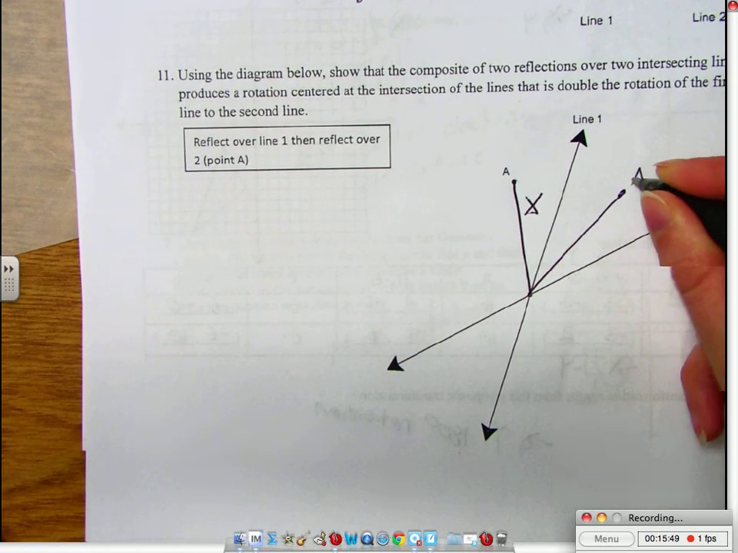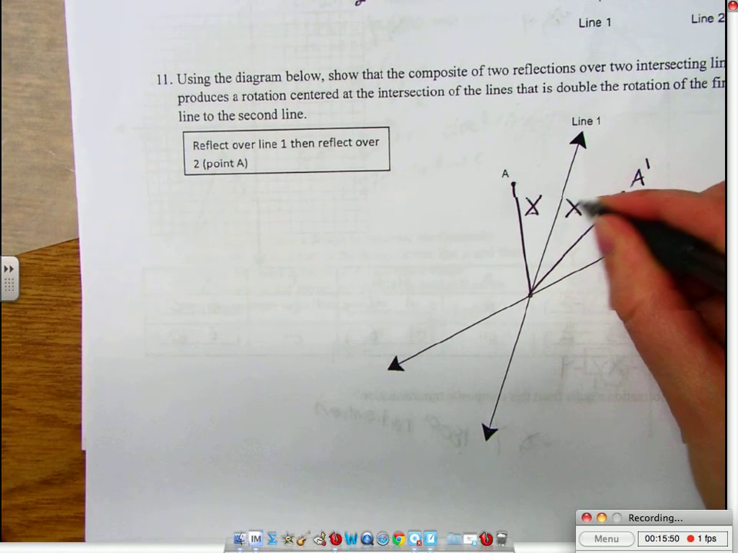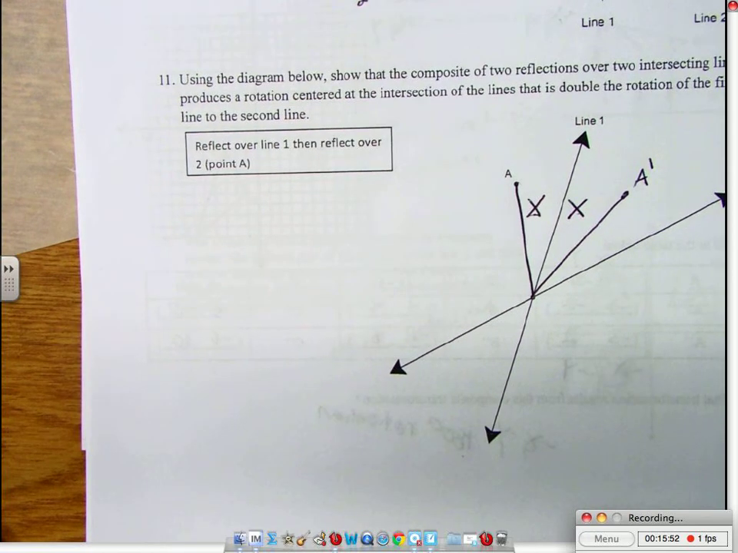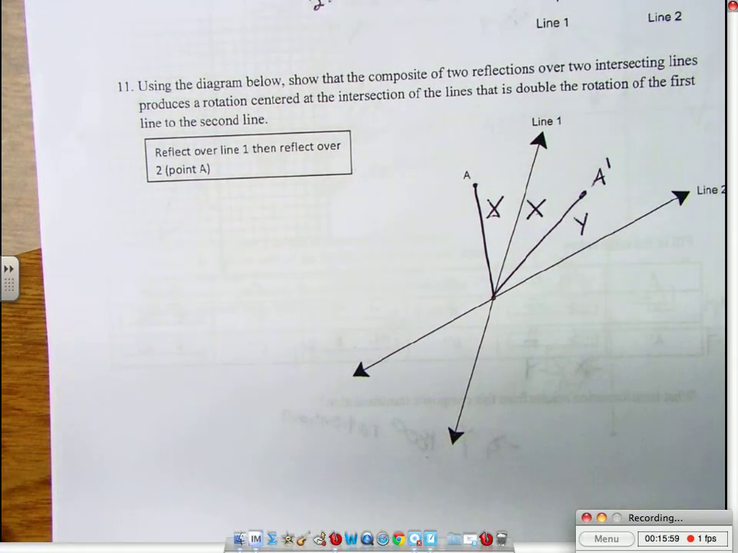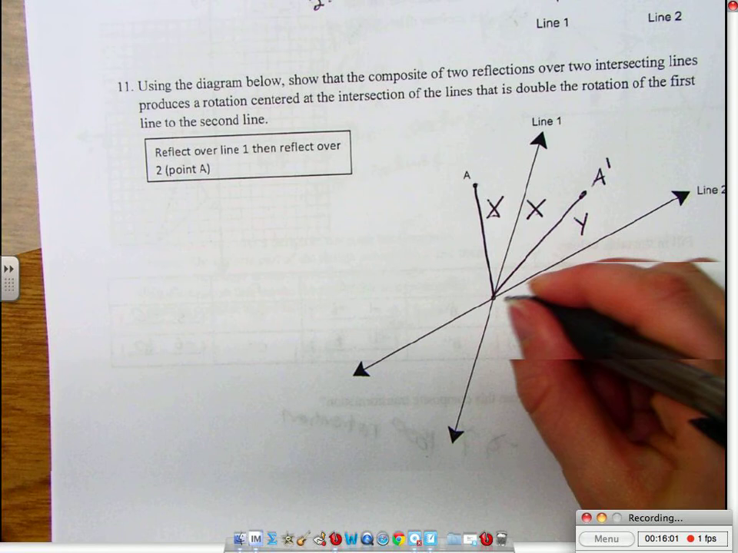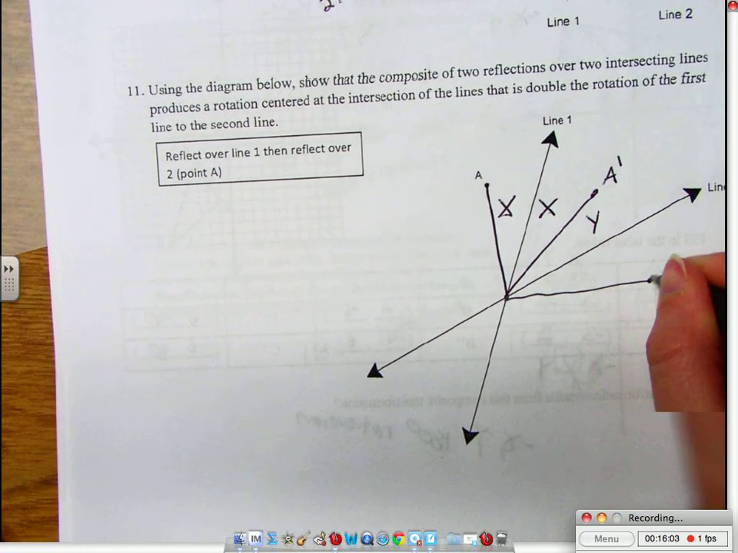Okay. Then reflect over line 2. What do I need to do first? Label X. Label this Y, because we don't know that it's the same angle. And then reflect over line 2. Yeah. And I'm bringing the Y with me.